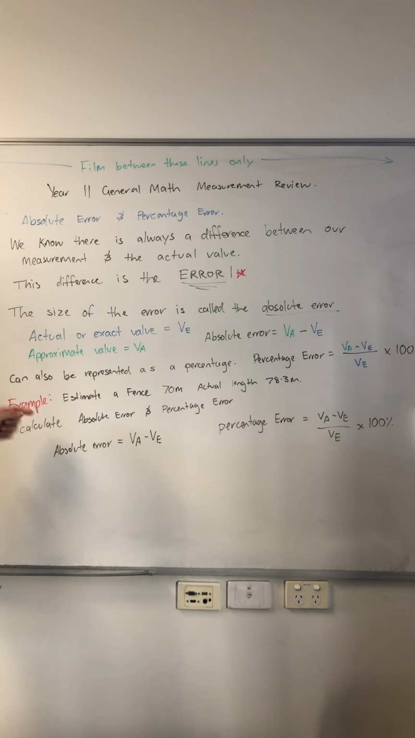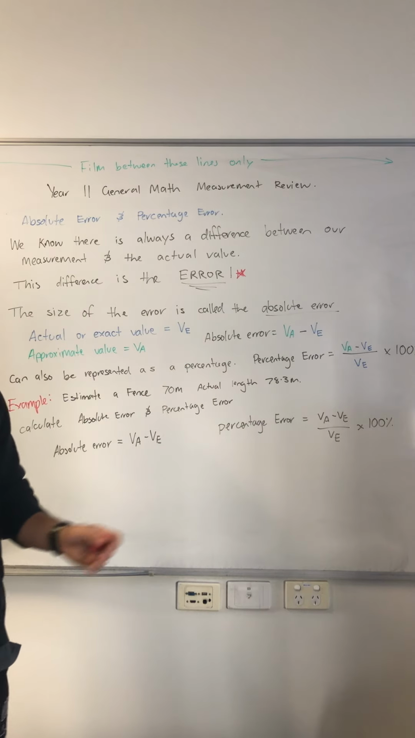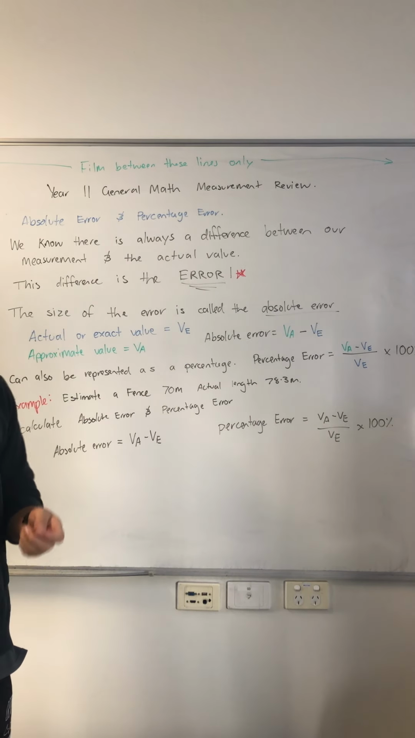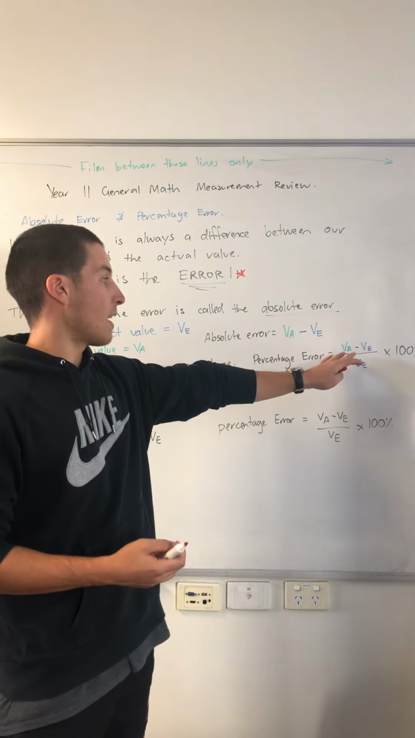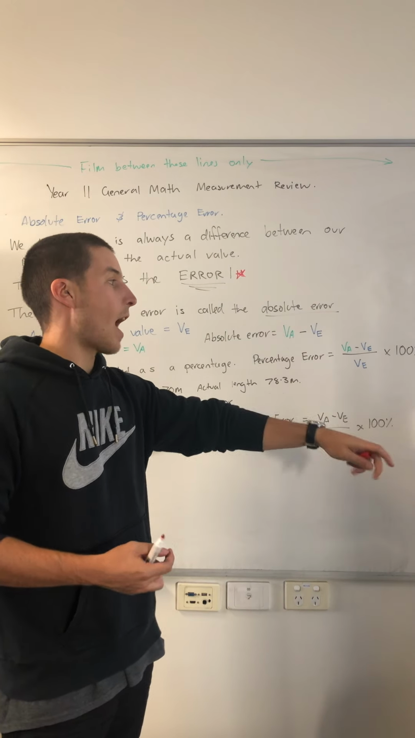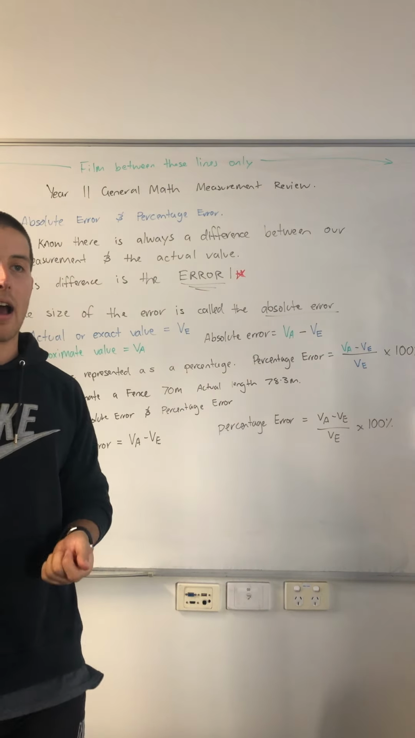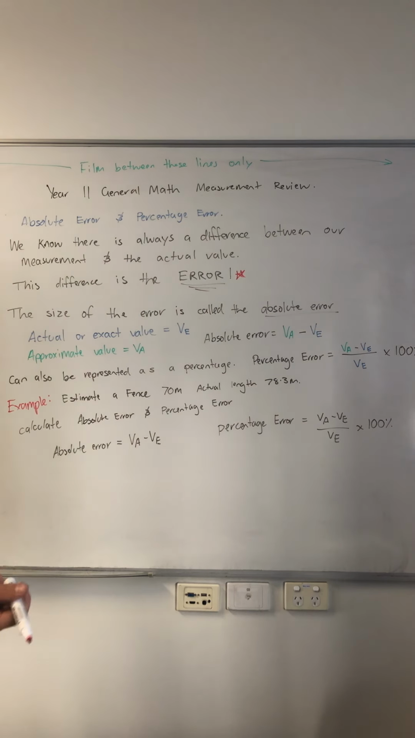Okay, so then this can also be represented as a percentage. So percentage of error. So there's always going to be a percentage of error. So that's how we measure it. So VA take VE over VE times the whole thing by 100%, okay, to get it in percentage.